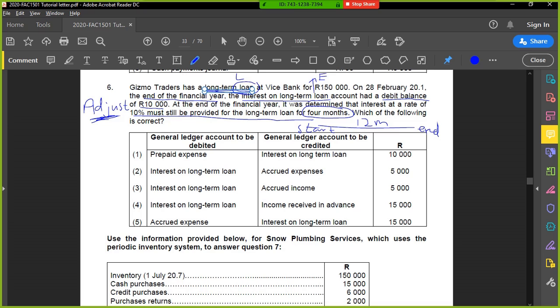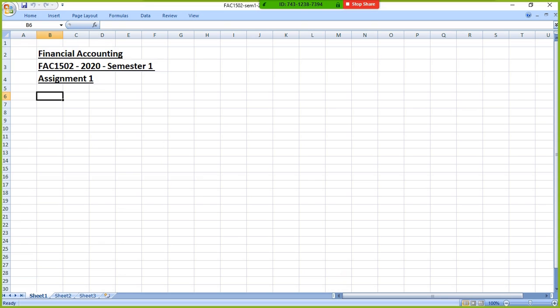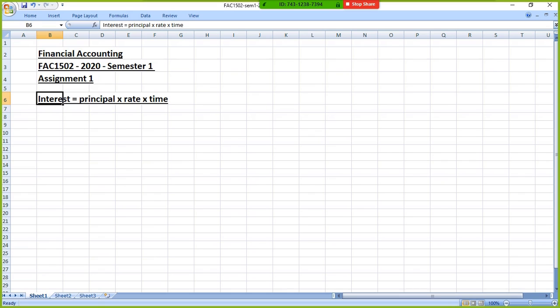If the loan is going to be charged interest for the entire year, I have to show that. Okay, so now we can do the calculation. Here you've got determined that the interest rate of 10% must still be provided for, and that's on 4 months. So what are you going to do? How do you work out interest? Do you remember? It's principal amount times the interest rate times the period. Okay, that's good. There's the formula. Okay, what's the principal?